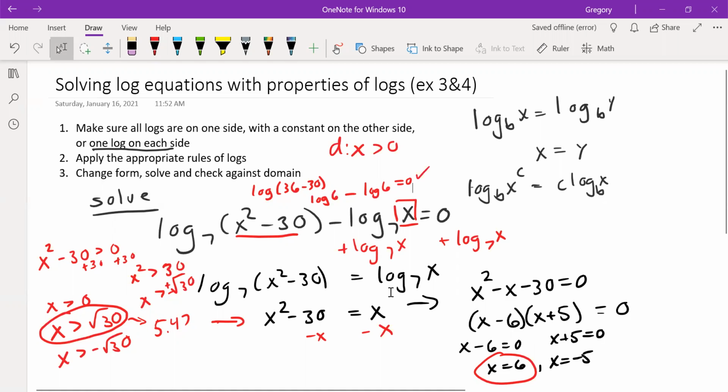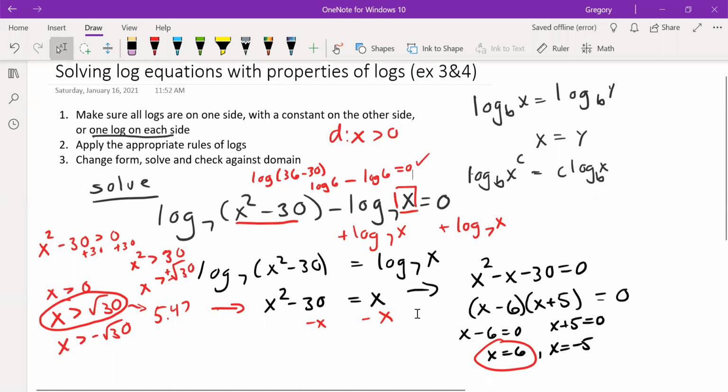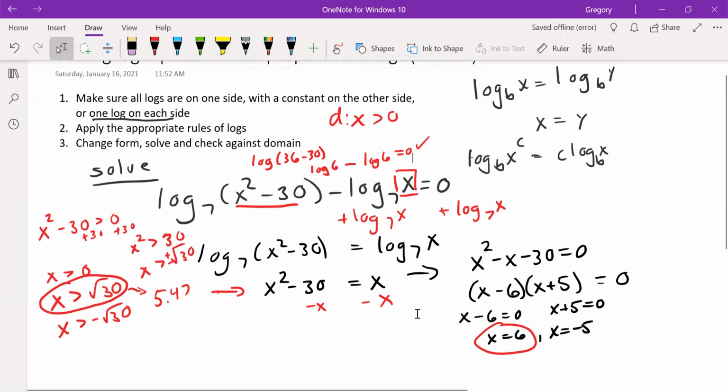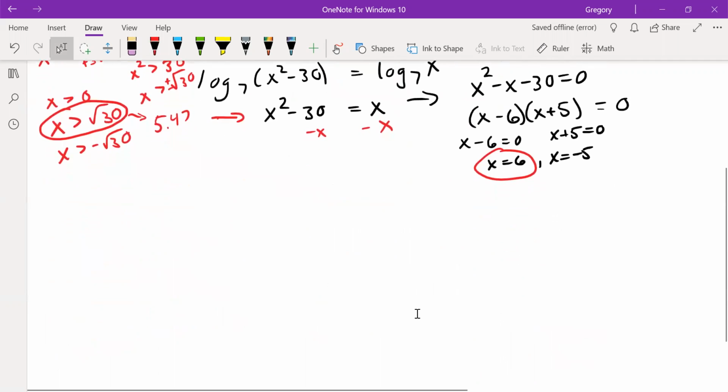So again, what I did is I brought both of my logs on the same side, solved, and then checked against the domain. Let's see that again. Let's try one more.